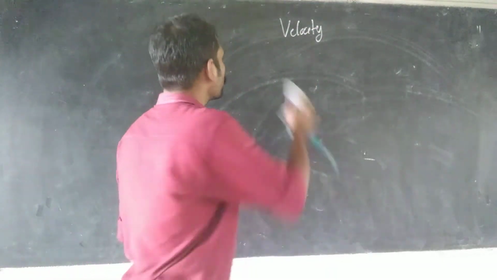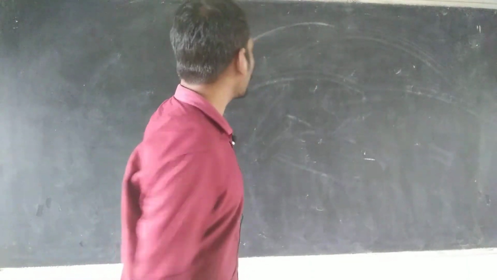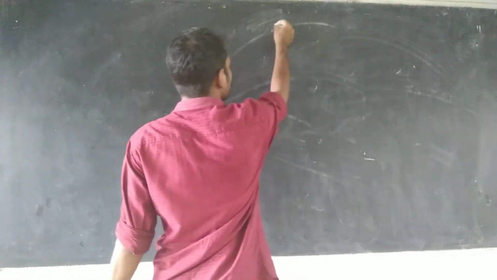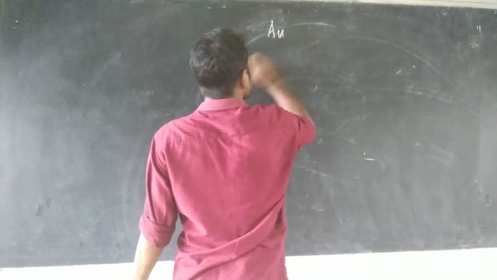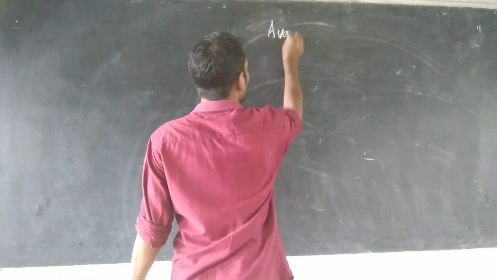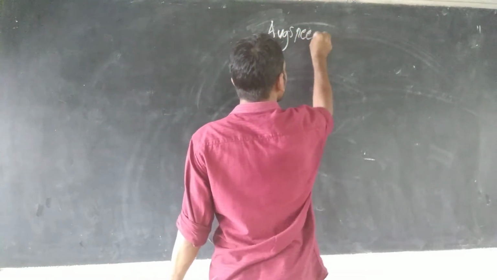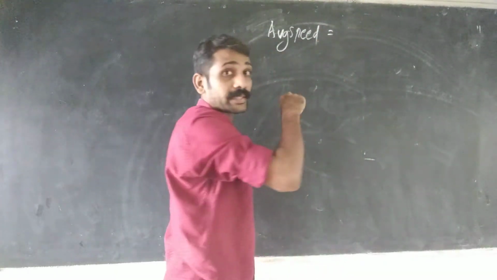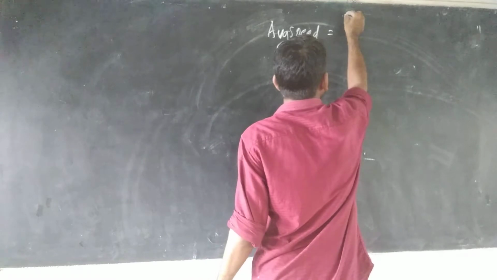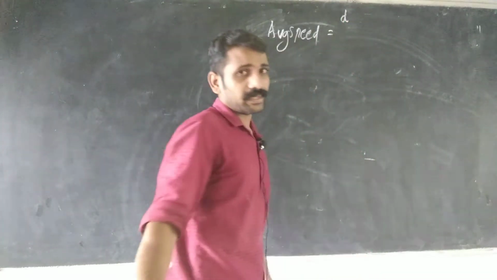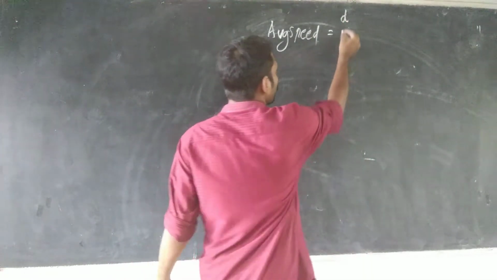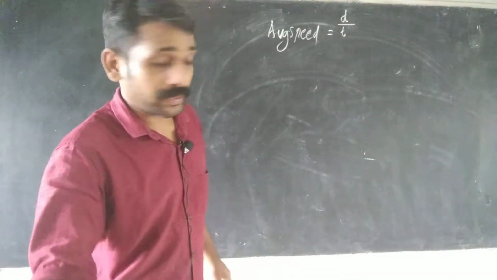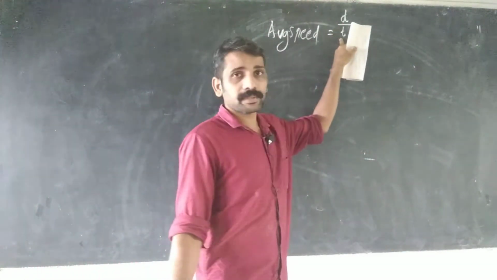So one thing before that, average speed can be represented by a letter. Speed is total distance by total time. Total distance can be represented by d, and time we can represent by t.